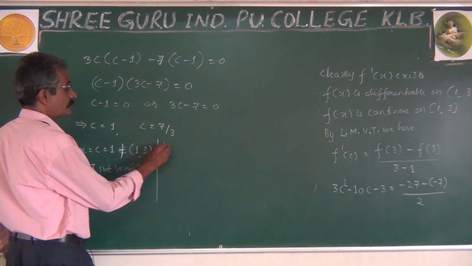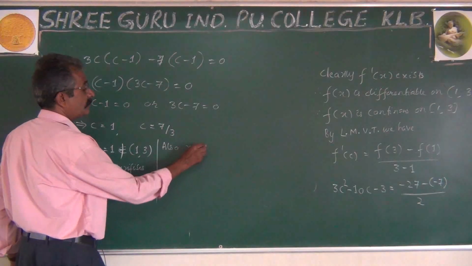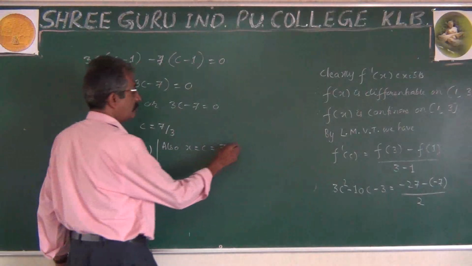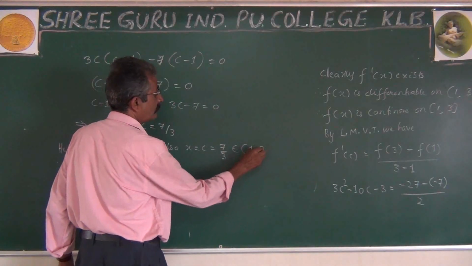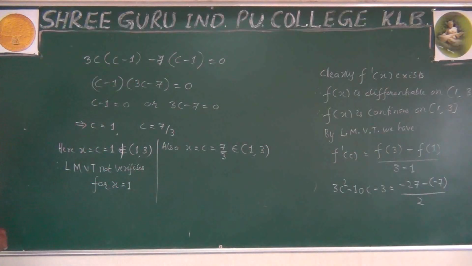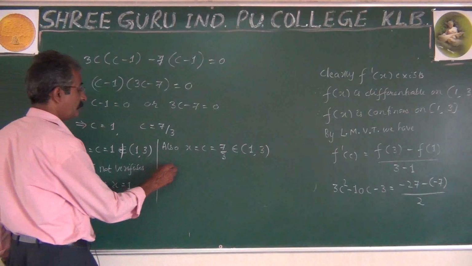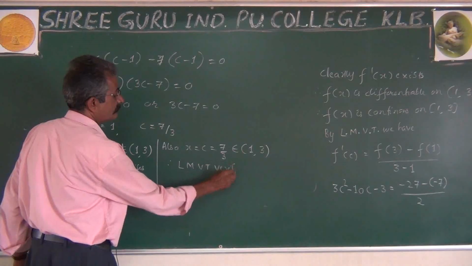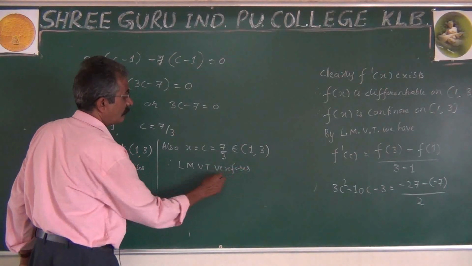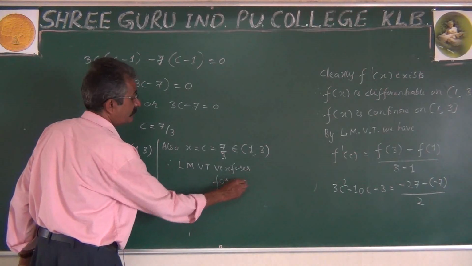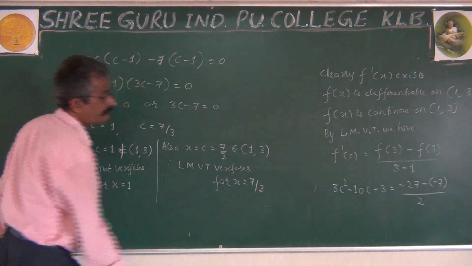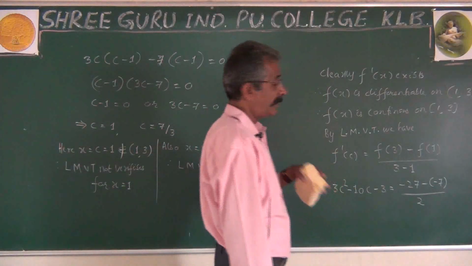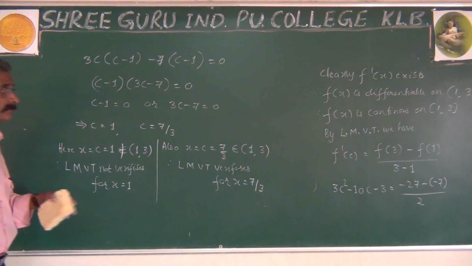Whereas x equal to c equal to 7 by 3, roughly it is 2.3, belongs to open interval 1 comma 3, and for this value of x, Lagrange's theorem holds. Therefore, LMVT verifies for x equal to 7 by 3. That means at point x equal to 7 by 3, there is a tangent which is parallel to the chord joining the points x equal to 1 and x equal to 3.